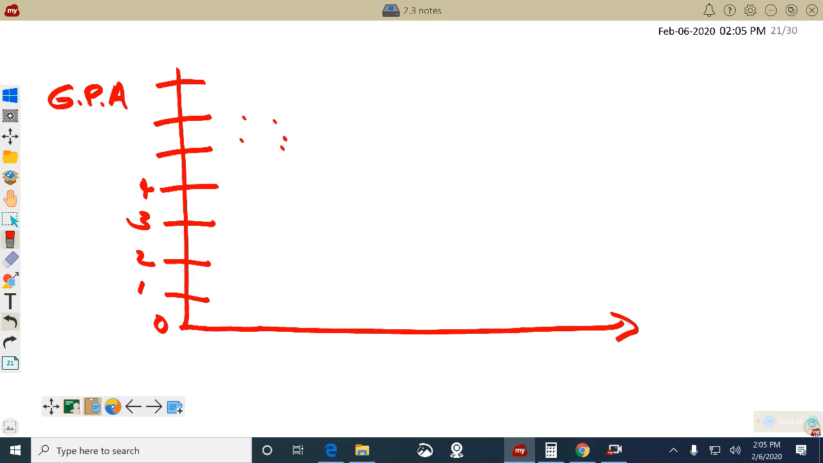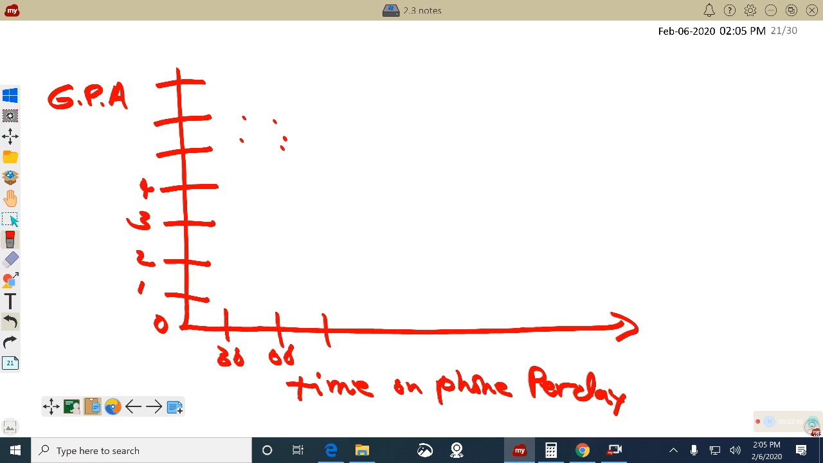So this is GPA. This would be time on phone per day. Maybe I did it by minutes. 30 minutes, 60 minutes, and so on, right? 120 minutes. I would suspect that if every dot is a student, I would study a student and see how long they spend on their phone.